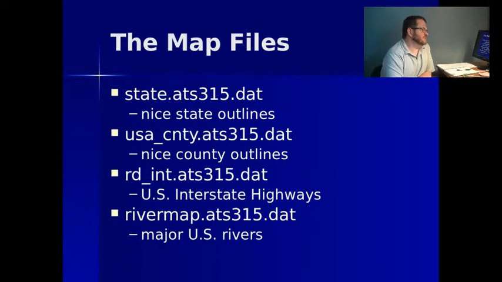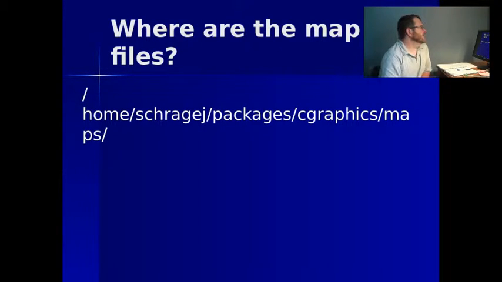There's a whole bunch of these map database files that I have out there. They all have names that end in .ats315.dat. It's because I acquired them from different places and I changed the files so they all worked the same. Four of the more common ones that students like to work with are state.ats315.dat, which is state boundaries. There's also one that has the counties, one that has the U.S. interstate system, and one that has major rivers. But if you dig around in the directory I'm about to give you, you'll see that there's actually about 20 different databases there of different things you could try, nations and things like that. All of them are in the directory.